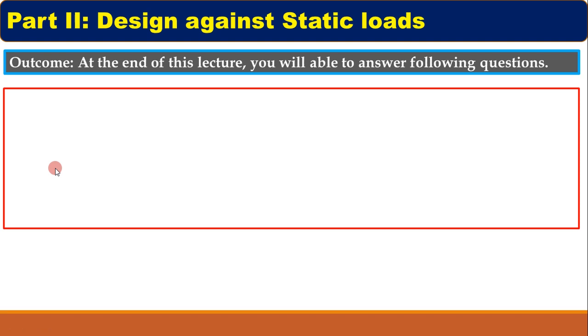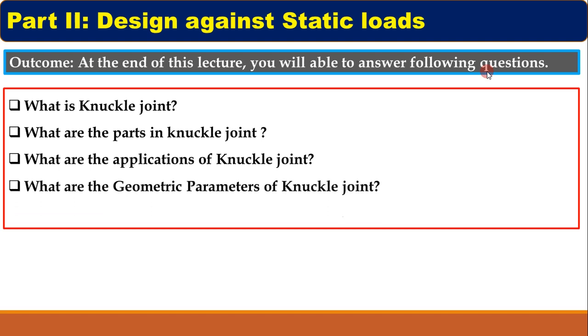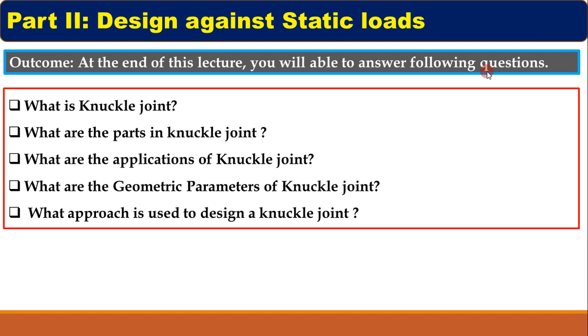So first we'll start this lecture from the outcome. At the end of this lecture you will be able to answer the following questions. What is a knuckle joint? What are the parts in the knuckle joint? What are the applications of knuckle joint? What are the geometric parameters of knuckle joint? What approach is used to design a knuckle joint? So these are the basic questions related to knuckle joint, and you will get the answers to these questions at the end of this lecture.